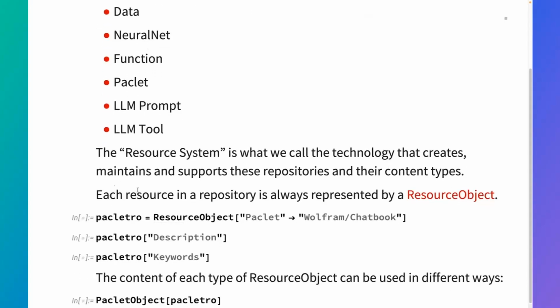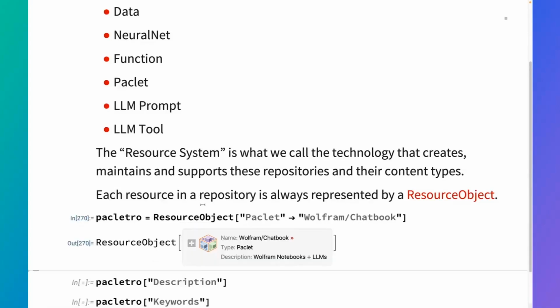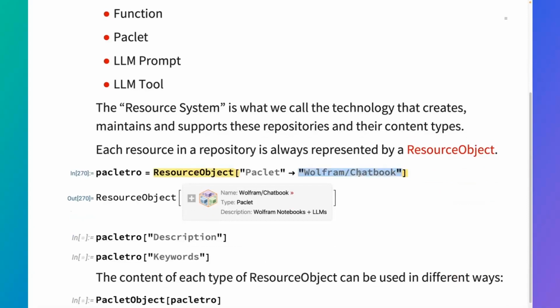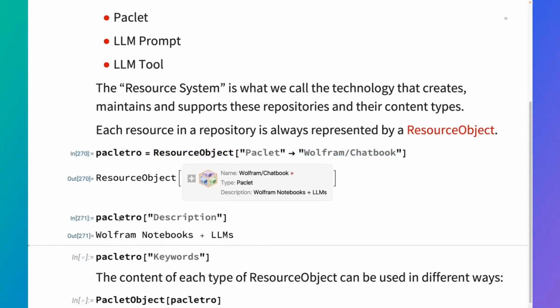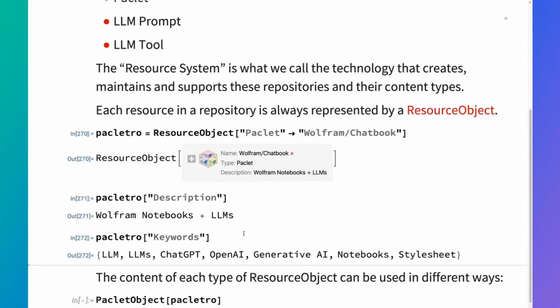No matter what type of content it is or what repository it is, each resource is always represented by a resource object. Here's an example for Chatbook, which is a Paclet in the Paclet Repository. If you've used Chatbooks and all the cool ways to interact with LLMs, that code is distributed through the Paclet Repository. When something is a resource object, you can access metadata directly from the resource object without interacting with the content at all. Some of these properties are consistent across all the repositories, so you can see what you're going to get before you dive into a resource.